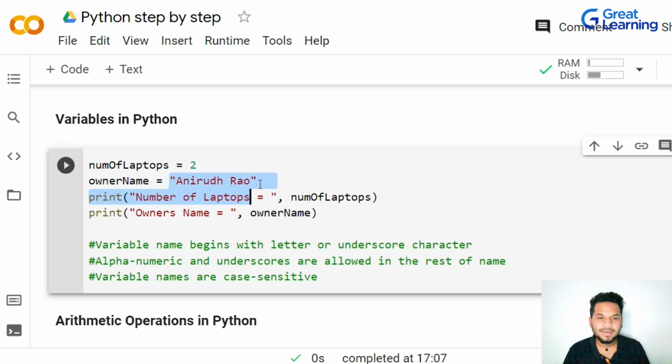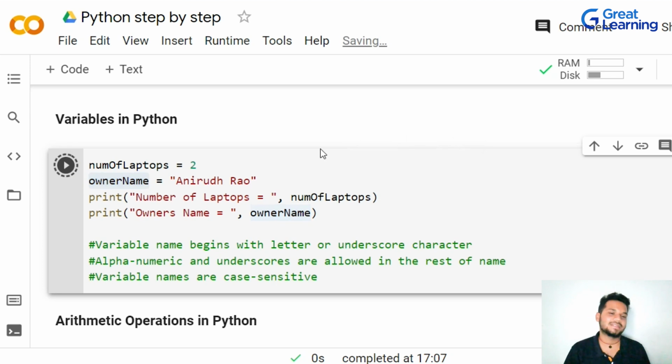Then owner name. Look, this is not a number anymore. This is my name. My name is Anirudh Rao. So this is not a number anymore. This is a string, but I'm not telling Python that I'm giving a string. As soon as I give this variable name, there are certain rules for variable names, as you can see in the comments below, but I'm not telling it specifically that I'm giving it a name. It knows that I'm giving it a name as soon as it sees it, right?